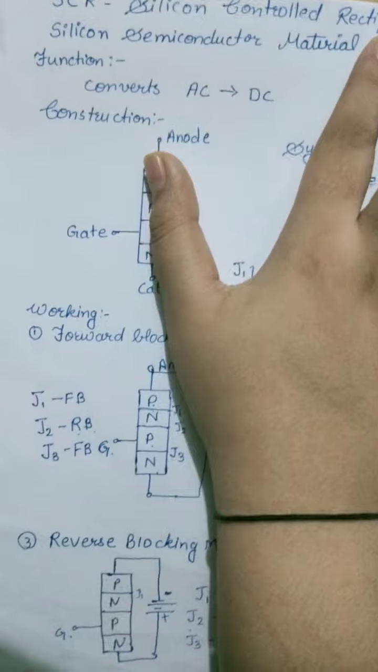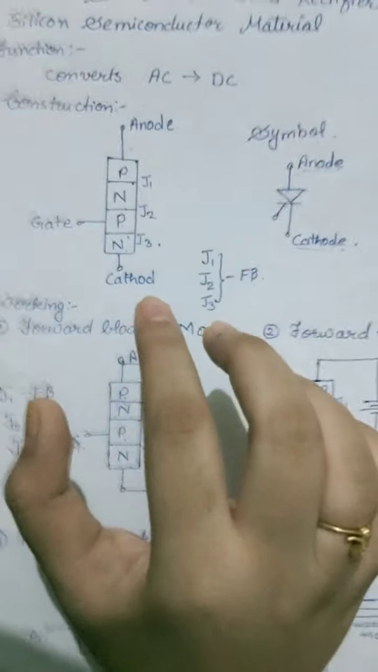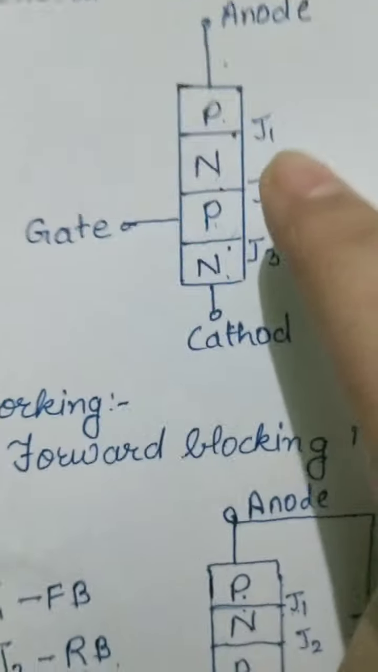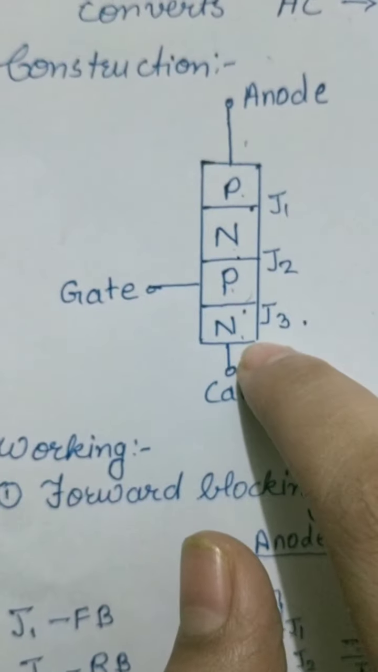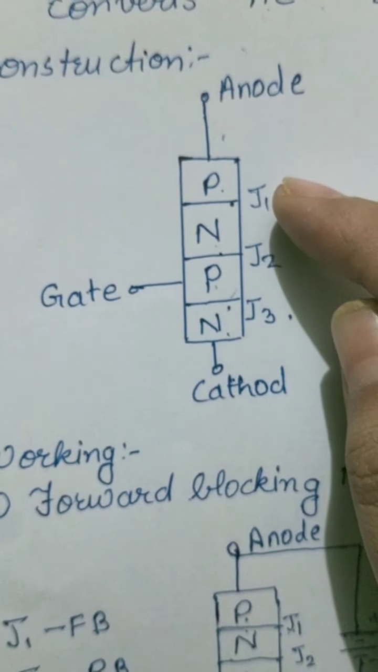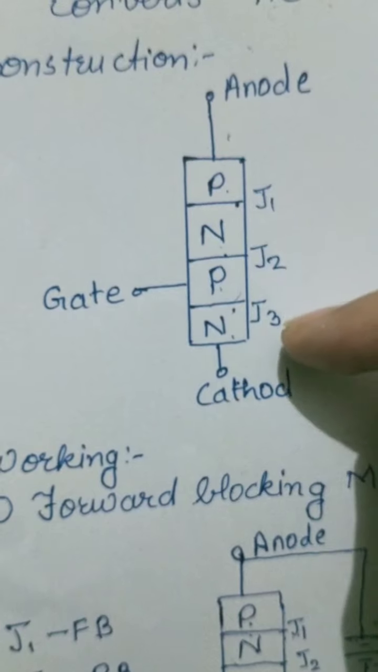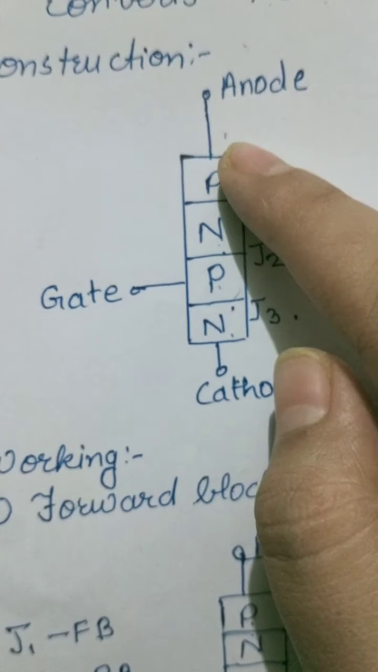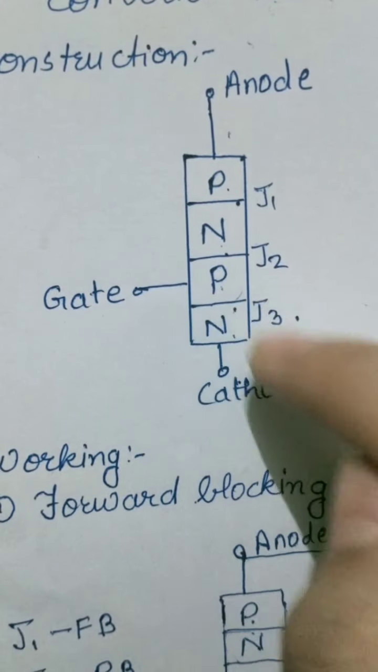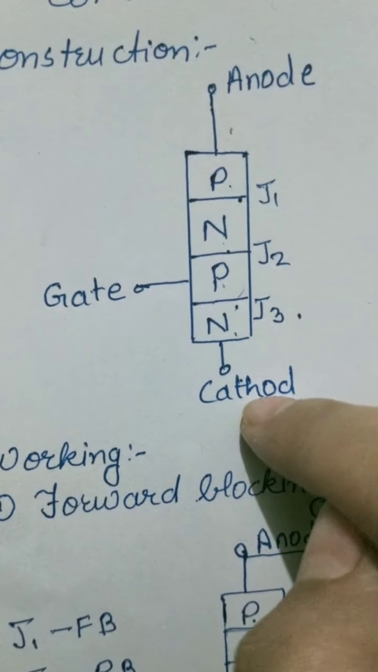The construction of SCR is given as this. It consists of four layers: P, N, P and N. In this, three junctions are formed, named J1, J2 and J3. The P region is connected to the anode, a gate is given to the P region, while the N region is connected to the cathode.